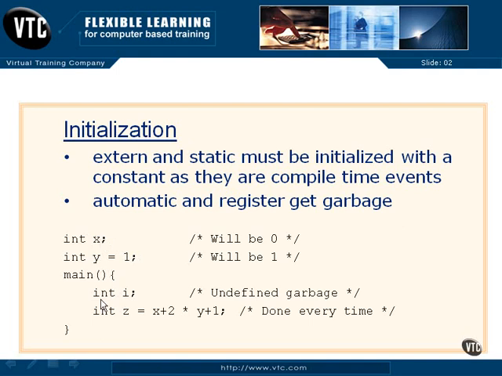Down in here, this is an automatic called i. Since we didn't initialize it, it will be undefined garbage because it is on the stack and we don't know what's right there at the top of the stack where this thing is going. And here we have another integer z, and we're allowed to do this. We can say x plus 2, which we know is 0, so that'll be 2, times y plus 1, which is 1, and we'll also have another one added to it, so that's 2 times 2. So z has 4 in it, and this will be done as one of the first statements of main's running.